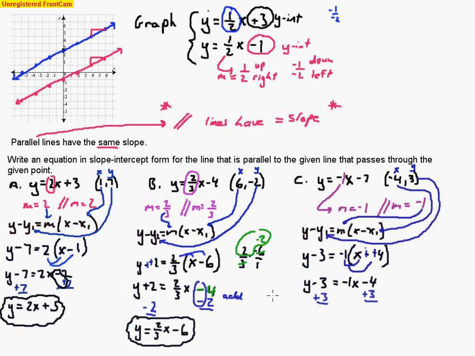So let's see what we've got. Well, we've got y by itself now. It equals negative x. Negative 1x or negative x, those are the exact same thing. And then negative 4 plus 3, that means we have to subtract, but this time I have more negatives than positives, so it's just a minus 1. So y equals negative x minus 1 is the parallel line to the one given above that passes through this given point.